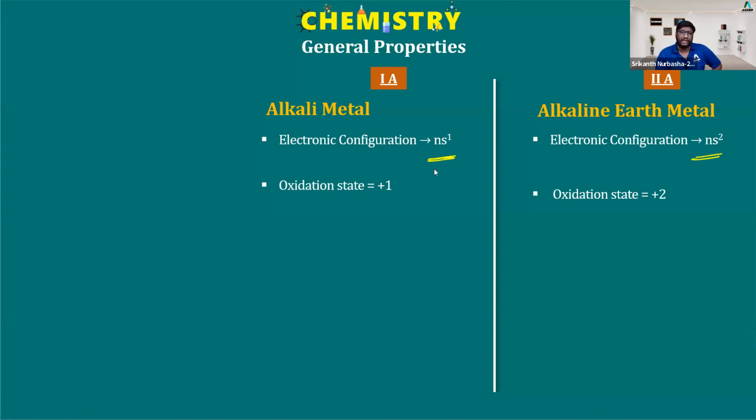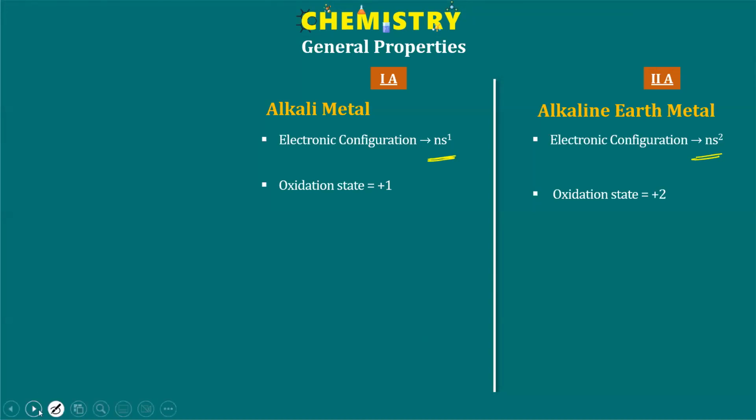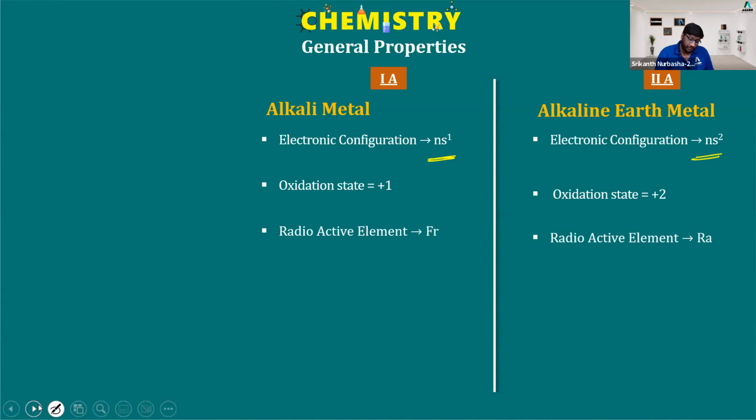What is the radioactive element in group 1? Francium. And in group 2, you have radium. Group 1 elements are soft, light, malleable, and ductile. Group 2 elements are harder than group 1.